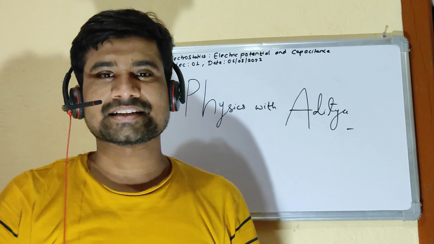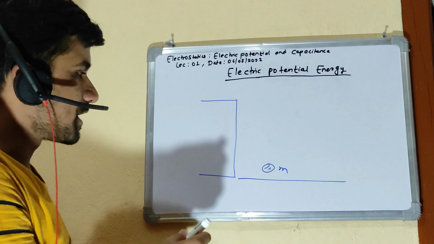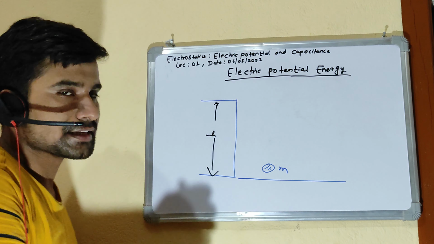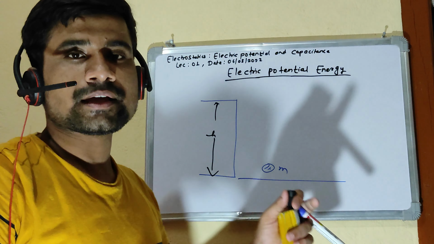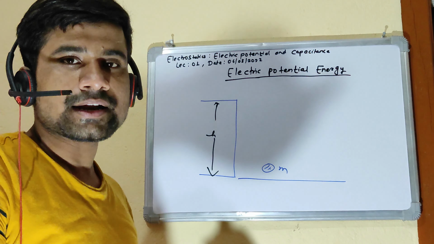Let's start with gravitation just to give you a basic background. Let's say this is some height, this is my surface level, this is the ground, and you have an object of mass m. Now you need to place this object at a height h. If you have to do that, you need to do certain work, and this work is happening against gravity.